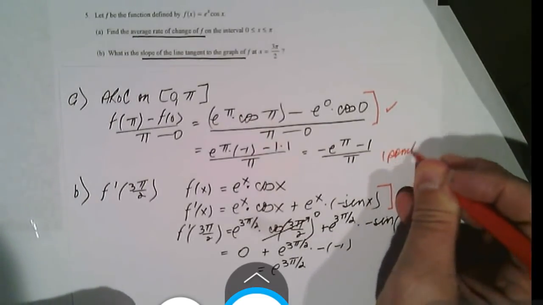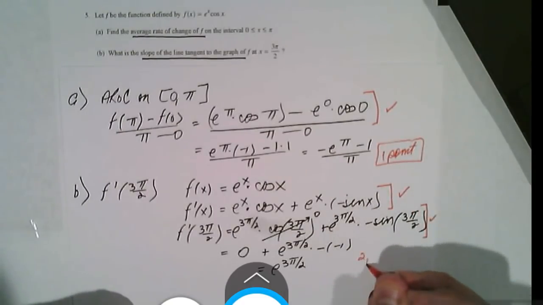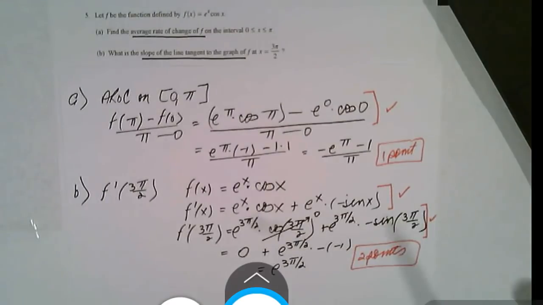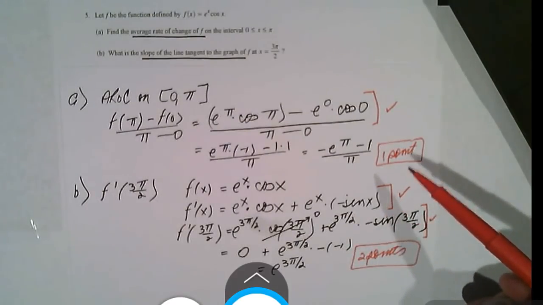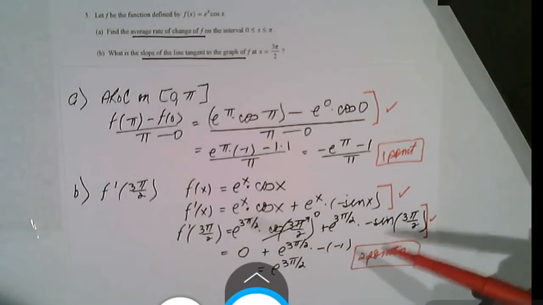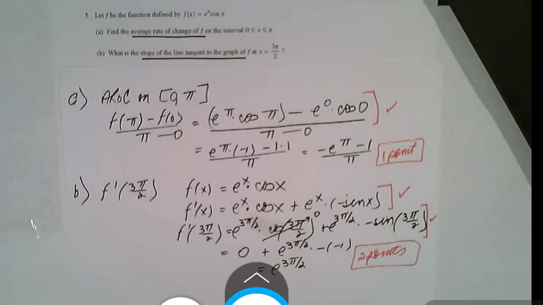Part A was worth 1 little point. Part B, 2 points. I would expect lots of students to be picking up the full points for Part A and Part B. Part C and D are going to be a little trickier, a little more action-packed, but I think we're going to be okay.